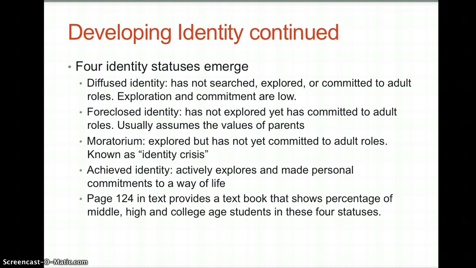And then an achieved identity is where an adolescent actively explores and makes personal commitments to a way of life. And on page 124 in your textbook, there's a nice little graphic that shows the percentages of middle, high school, and college-age students who are in these four statuses. It's very interesting, so do take a look at that.